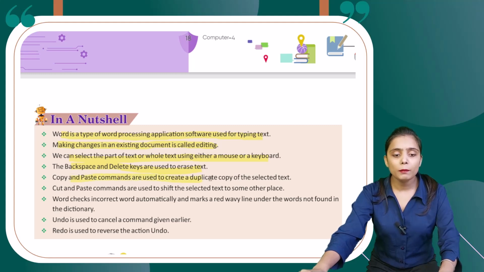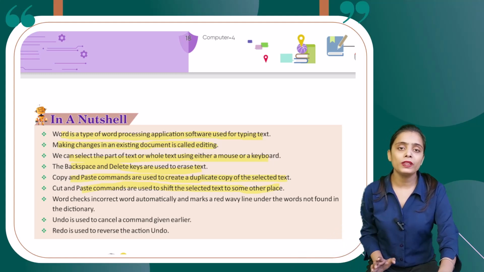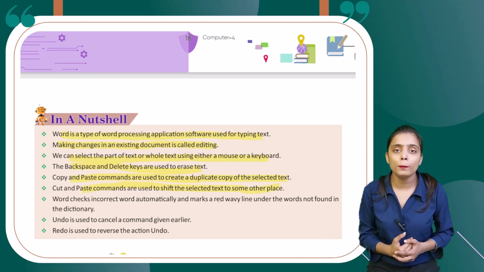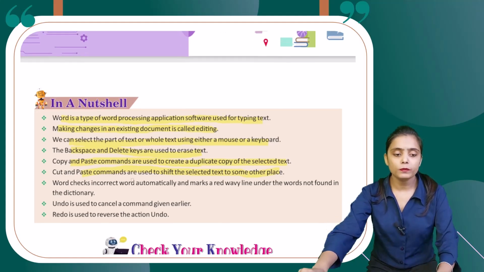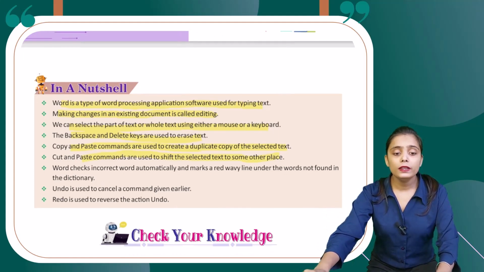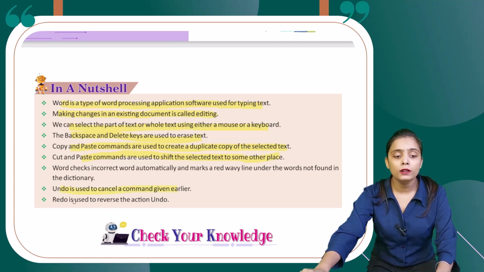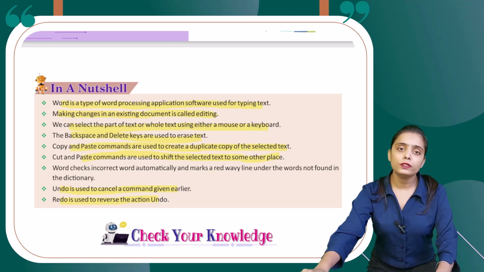Copy and paste commands are used to create a duplicate copy of selected text, and cut and paste commands are used to shift the selected text to some other place. जो कि मैंने आपको बताया था दोनों में major difference, one for duplicating and one for moving. Now Word checks incorrect words automatically and marks a red wavy line under the words not found in the dictionary. So what you have to do in that case, right click on it and choose the correct spelling. Undo is used to cancel a command given earlier, and redo is used to reverse the action of undo.